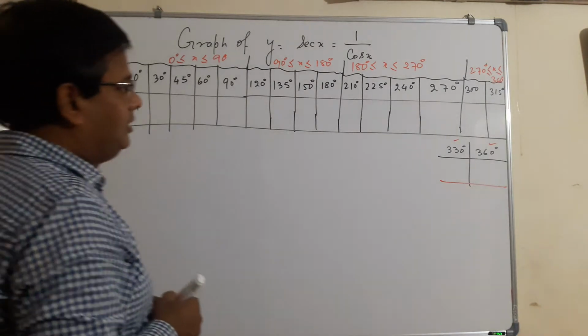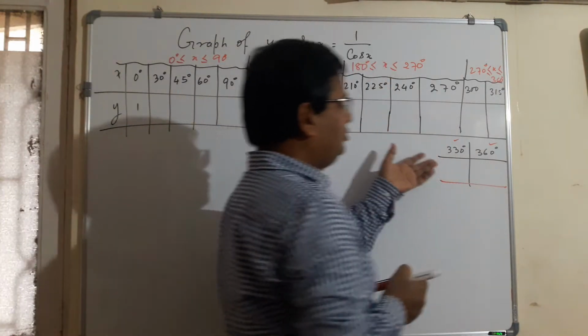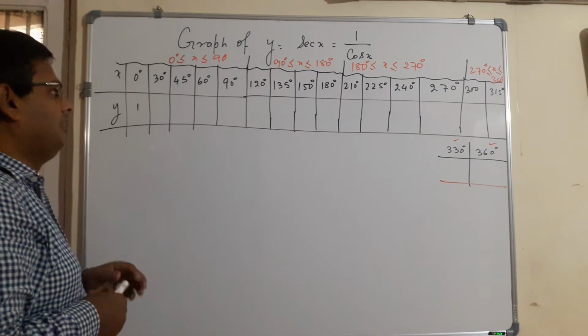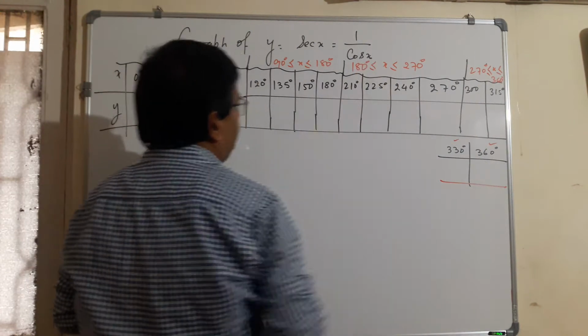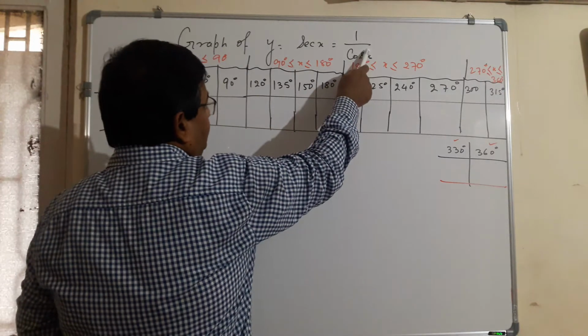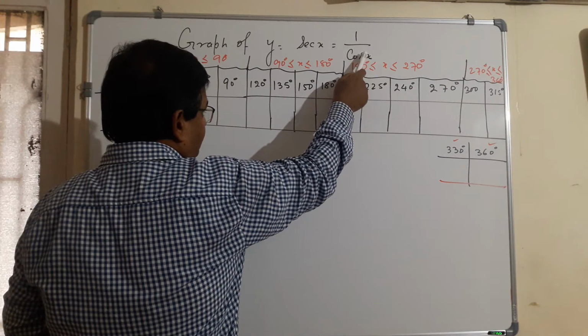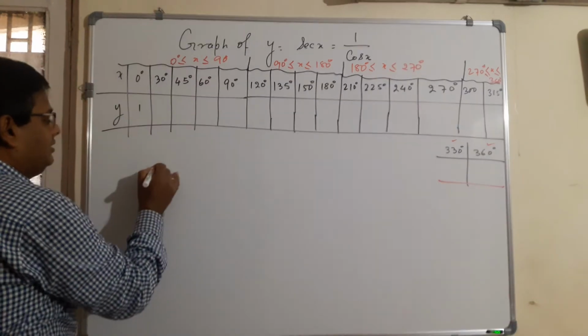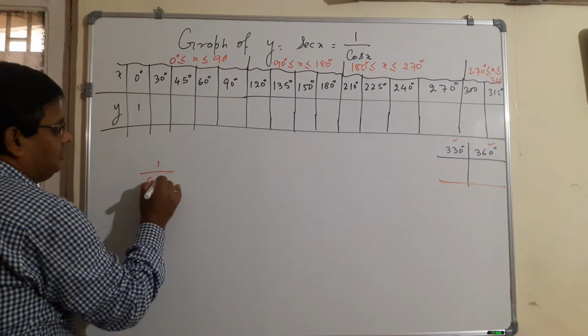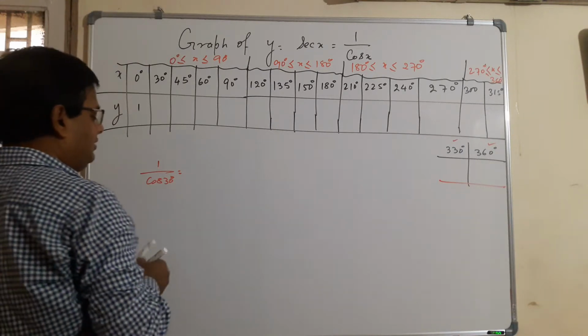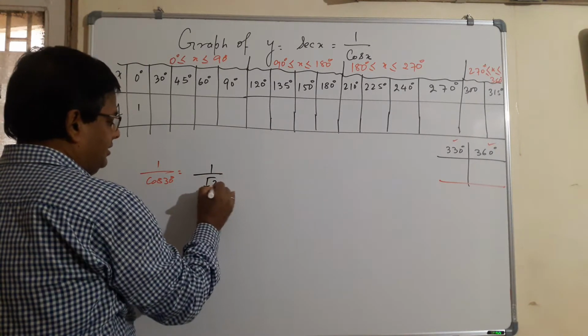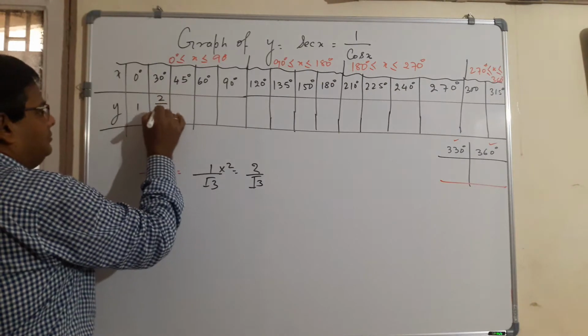Now I am going to find out all the values, and you know how to find the value. So see here, cos 30 degree is root 3 by 2. When you take 1 by cos 30 degree, cos 30 degree is root 3 by 2, so 1 by root 3 by 2. So 2 will come up, so this will become 2 by root 3.